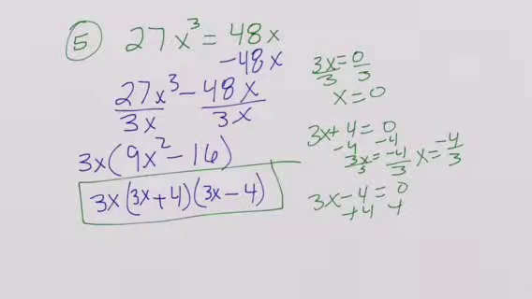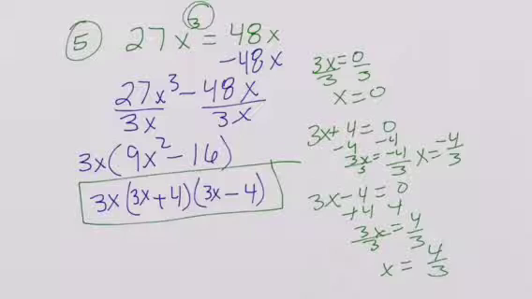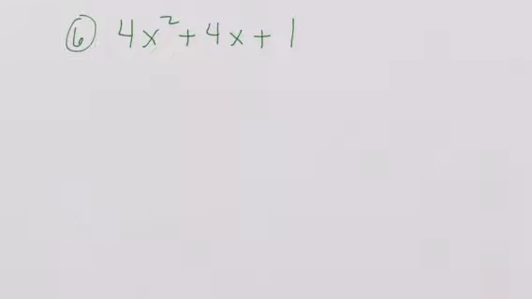Zero pair out my 4. 3x is equal to 4. Divide by 3, divide by 3. X is equal to 4/3. Notice that this equation had a cube for the highest exponent. That means I'm going to have 3 roots. So I am going to have negative 4/3. I'm going to have 0. And I'm going to have positive 4/3.